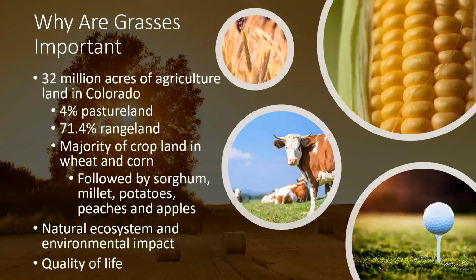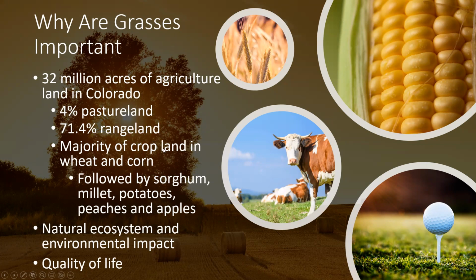So first, we're going to talk a little bit about why grasses are important and why we care. Grasses are important all across the world, but just focusing here in Colorado, we have around 32 million acres of agricultural land. About 4% of that is pasture land, which we usually consider as an irrigated and/or seeded pasture. And about 71.4% of that is rangeland that is used for agricultural production.